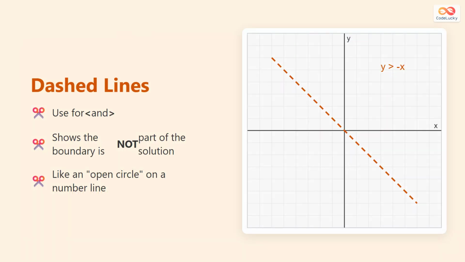Let's start with dashed lines. We use a dashed line when we see the less than symbol or the greater than symbol. This visual style is very specific. It tells us that the boundary line itself is not part of the solution. Think of it like an open circle on a number line.